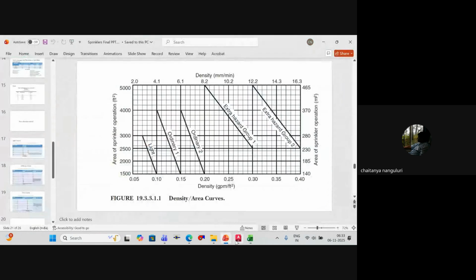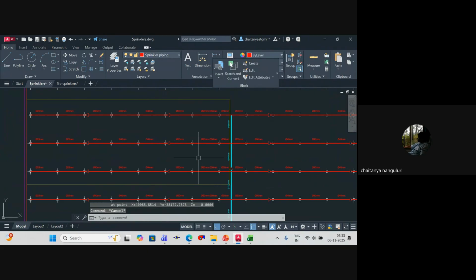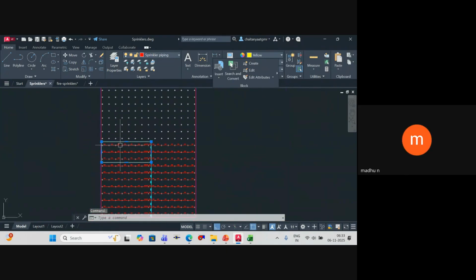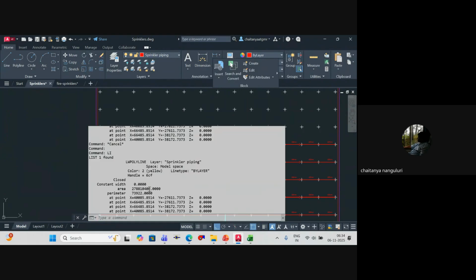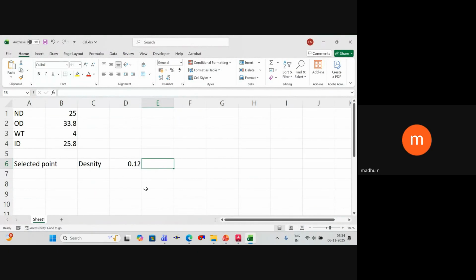So now I can directly draw. I have the rectangle and I have the number of sprinklers, so I can divide the rectangle by the number of sprinklers. I'll get how much area each sprinkler will cover. So that is around 1, 2, 3, 4, 5, 6, 278.81. That's around 3000 anyway. So density is just an area coverage.